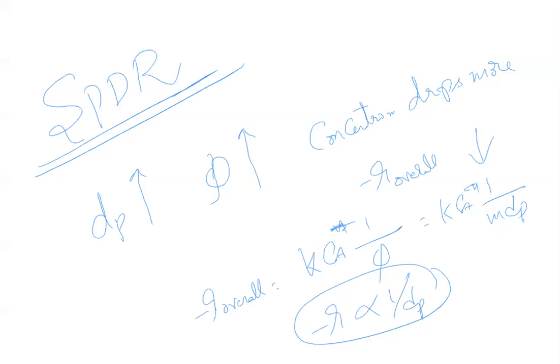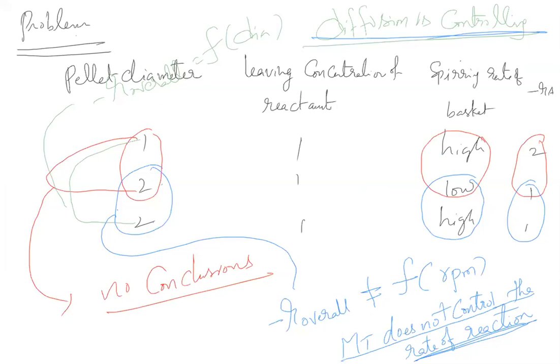From the first dp1 and third dp2 pellet size, there is no conclusion, because the rate is changing. From 1 and 3 you will not get any conclusion, and from 1 and 2 you will not get any conclusion. That is what I explained again. In 1 and 2 you will not get any conclusion because I am changing the diameter and I am changing the stirring speed, so you don't know which one is changing. Clear?